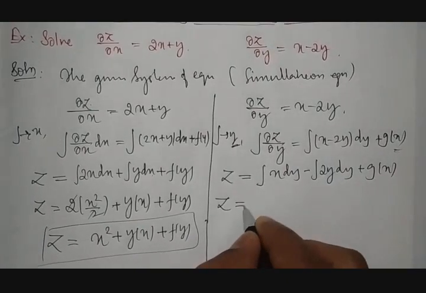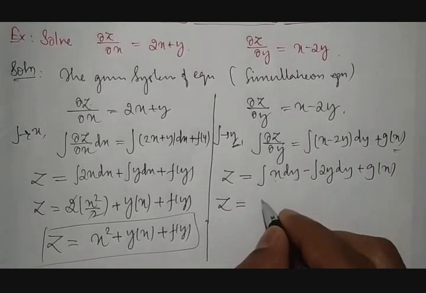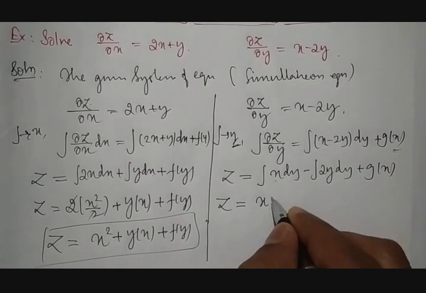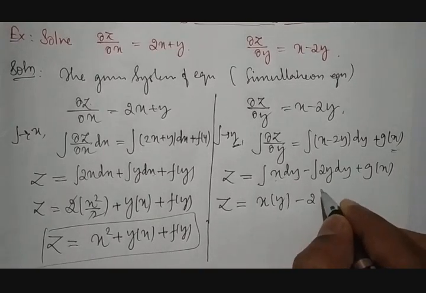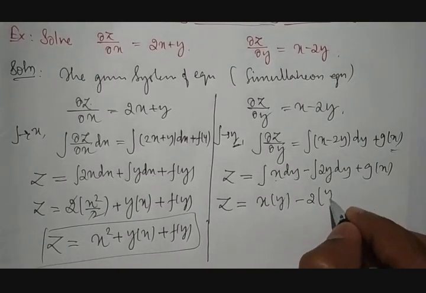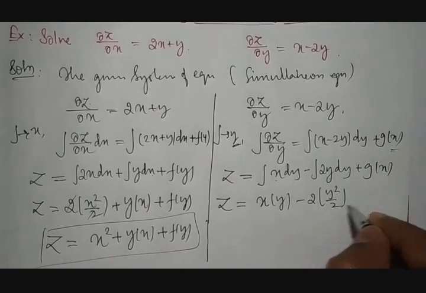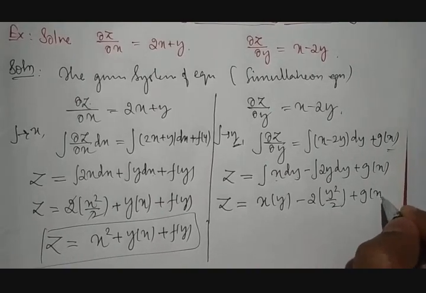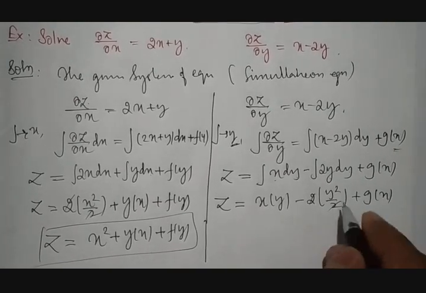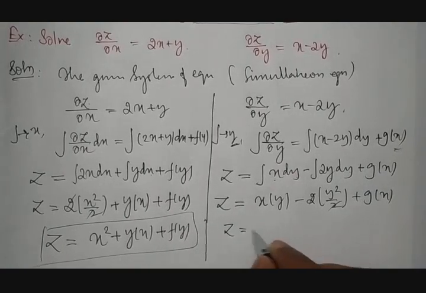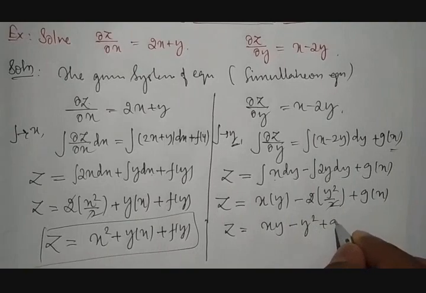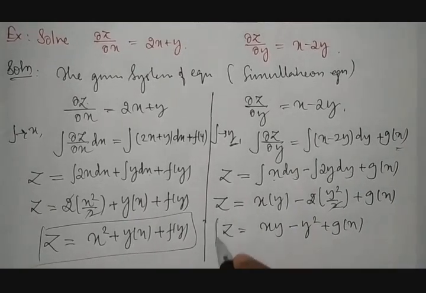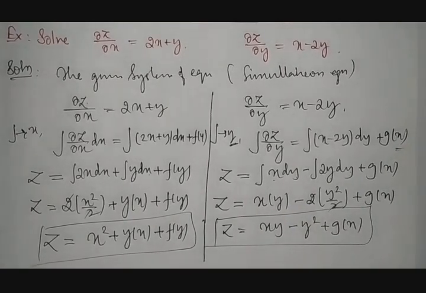Therefore, z is equal to the integration of x with respect to y, which will be x into y, minus 2 into the integration of y with respect to y, which will be y square by 2, plus g of x. Therefore, again the 2 gets cancelled. So z is equal to x into y minus y square plus g of x. So we got this as a value of z.